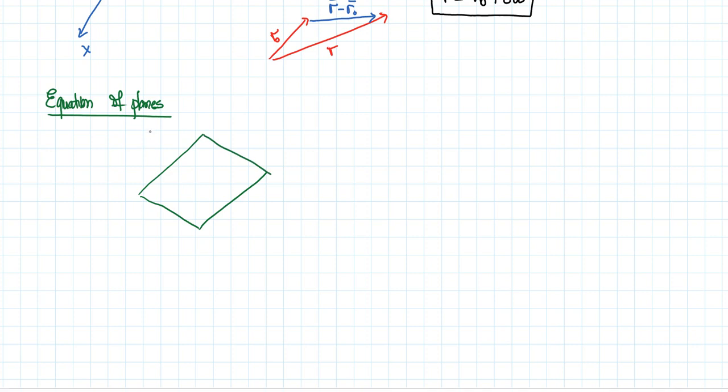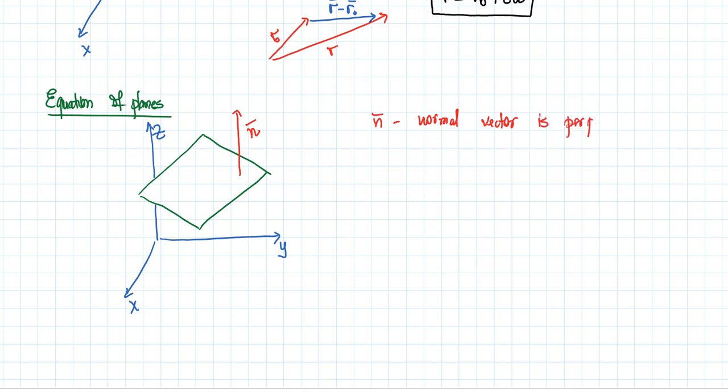So when we define planes, it is really important for us to define the vector which is going to be called the normal vector. This is going to be n. The n vector is the normal vector, and by definition, the normal vector is perpendicular to the plane. What does it mean?